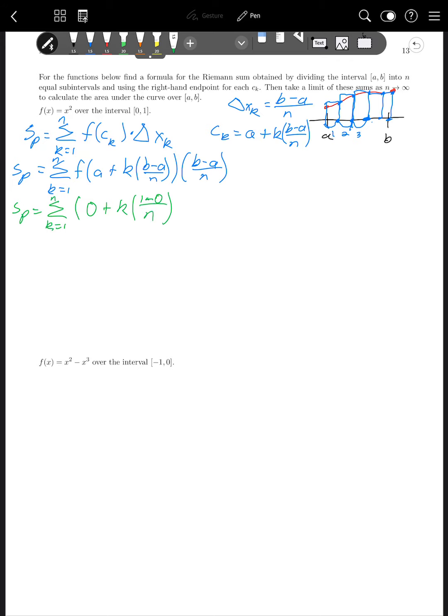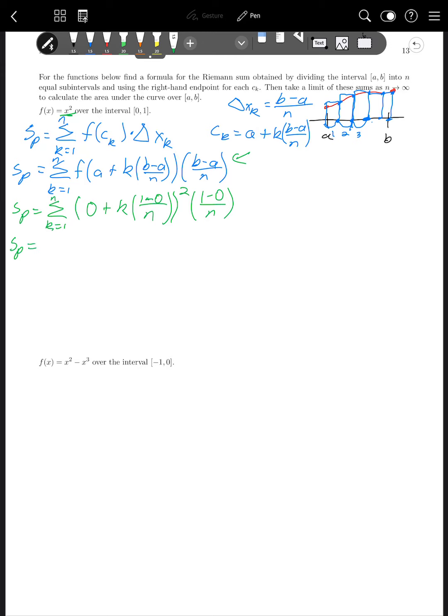times (1 minus 0) over n. And then we have to substitute in for f. In this case, f of x is x squared. So this would be squared times (1 minus 0) over n. Okay, so we're just substituting into this formula our f, our a, and our b. And now we want to simplify.